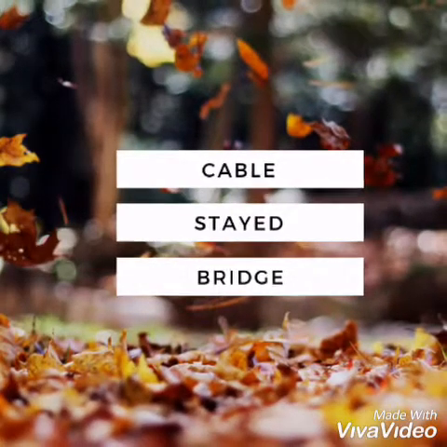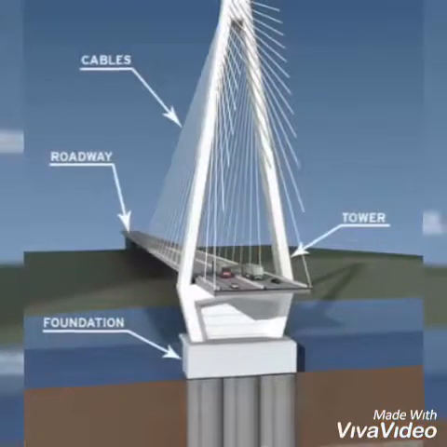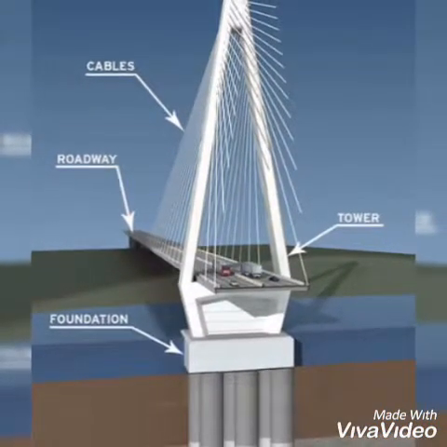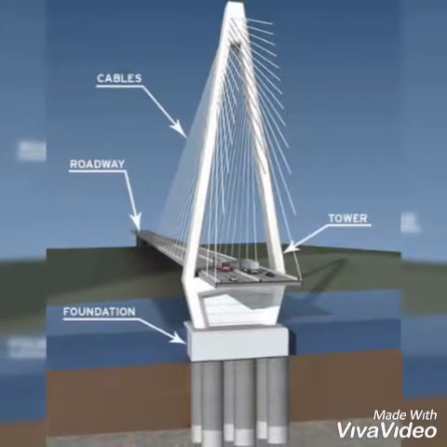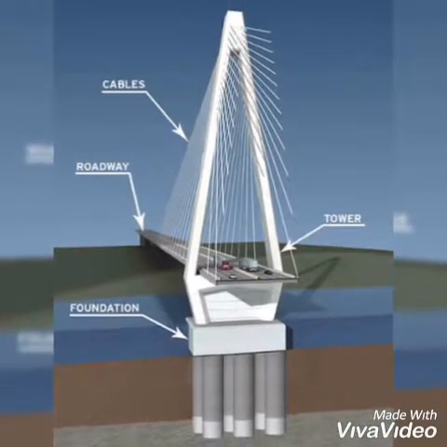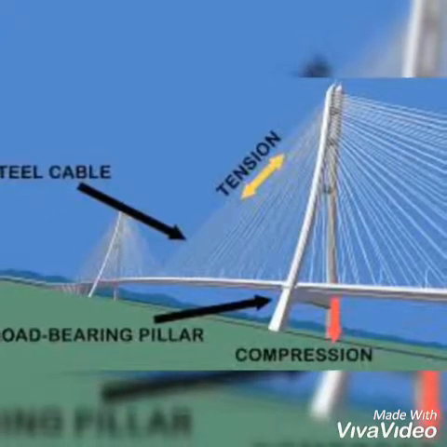The first type of bridge is the cable-stayed bridge. Cable-stayed bridges are similar to suspension bridges in that they have towers and a deck that is held by cables. The cables hold the deck by connecting it directly to the towers.